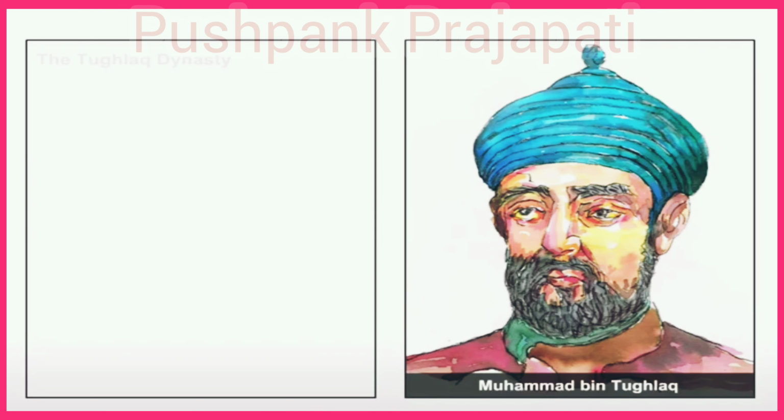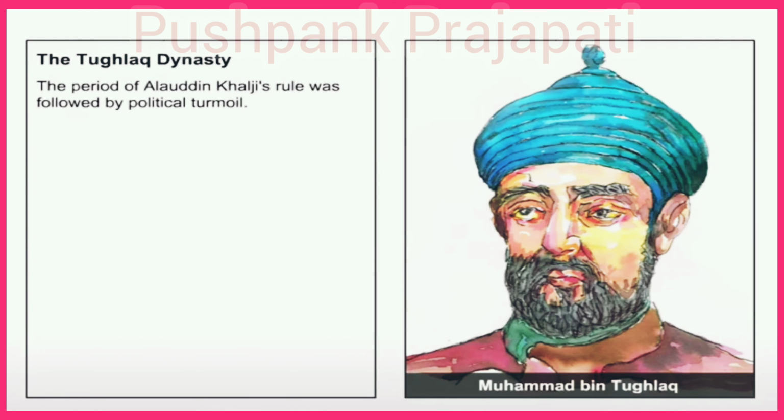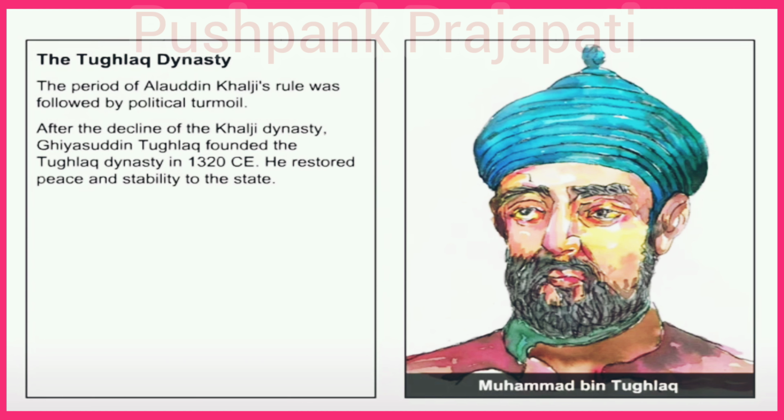The Tughlaq dynasty. The period of Alauddin Khilji's rule was followed by political turmoil. After the decline of the Khilji dynasty, Ghiyasuddin Tughlaq founded the Tughlaq dynasty in 1320 CE. He restored peace and stability to the state.